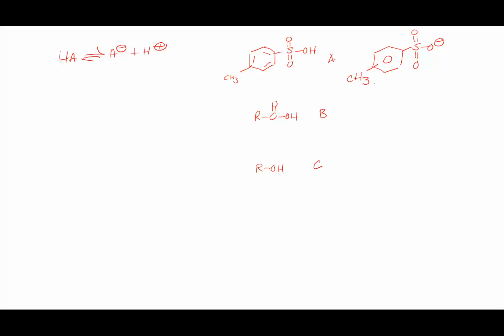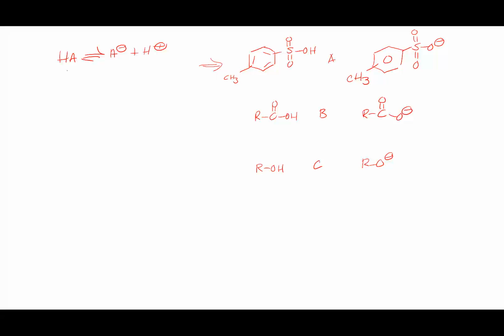Why is that the most stable conjugate base? Because of resonance, because of all the resonance structures it has. What about B? B's conjugate base has 2 resonance structures, but not nearly as many as the sulfonic acid. And then what about the RO minus? No resonance structures. So A is the most acidic, B is second most acidic, and C is the third most acidic, because A has the most stable conjugate base.